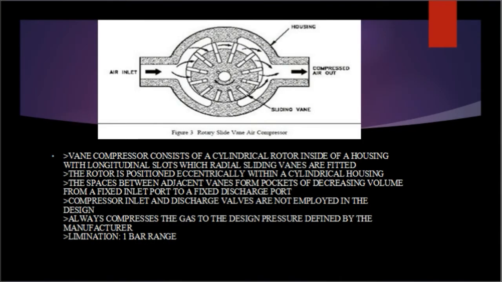A vane compressor consists of a cylindrical rotor inside a housing with longitudinal slots in which radial sliding vanes are fit. The rotor is positioned eccentrically within a cylindrical housing, from a fixed inlet port to a fixed discharge port. Compressor inlet and discharge valves are not employed in the design. It always compresses the gas to the design pressure defined by the manufacturer. The limitation is a 1 bar range.